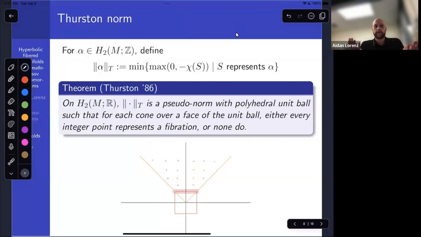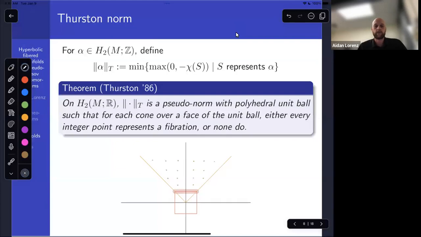each of them has an Euler characteristic, and we say that the simplest embedded surface representative for a class is the one where the absolute value of the Euler characteristic of the surface is the smallest. And so you define the Thurston norm to be the absolute value of the Euler characteristic of the simplest surface representative. Okay, and then you extend it to the rationals by linearity, and extend to the reals by continuity.